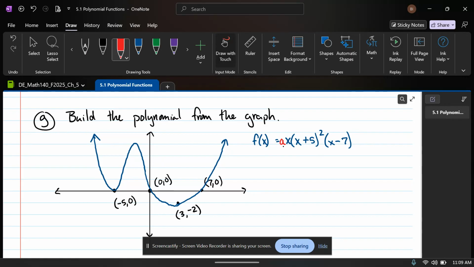So how do I do that? How did we do that back in chapter 4? Yeah, so negative 2 goes in for y, and then we have A times 3 plus 5 squared, 3 minus 7. It's going to be kind of weird here, but that's all right. So that's going to be A times 3 times 64 times negative 4.